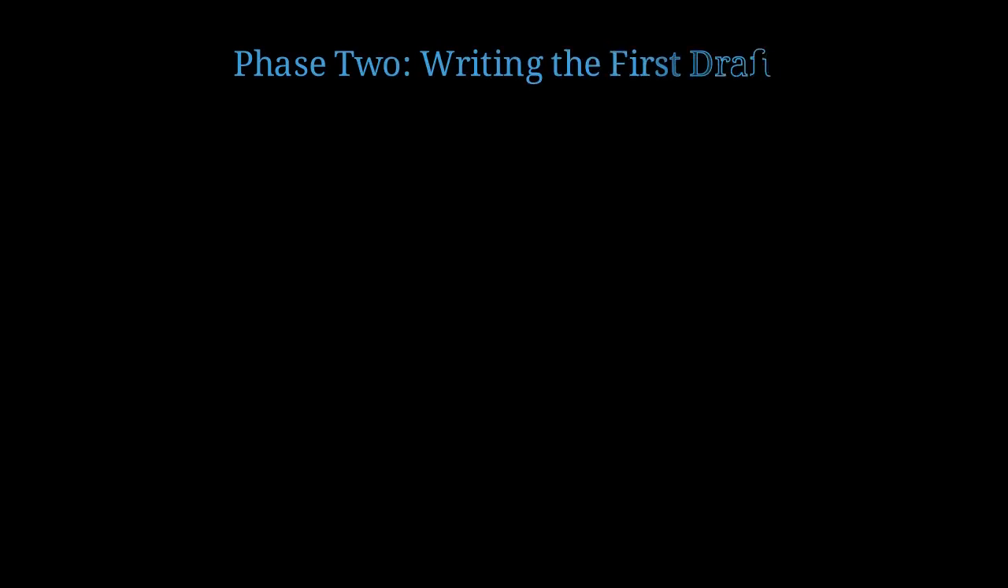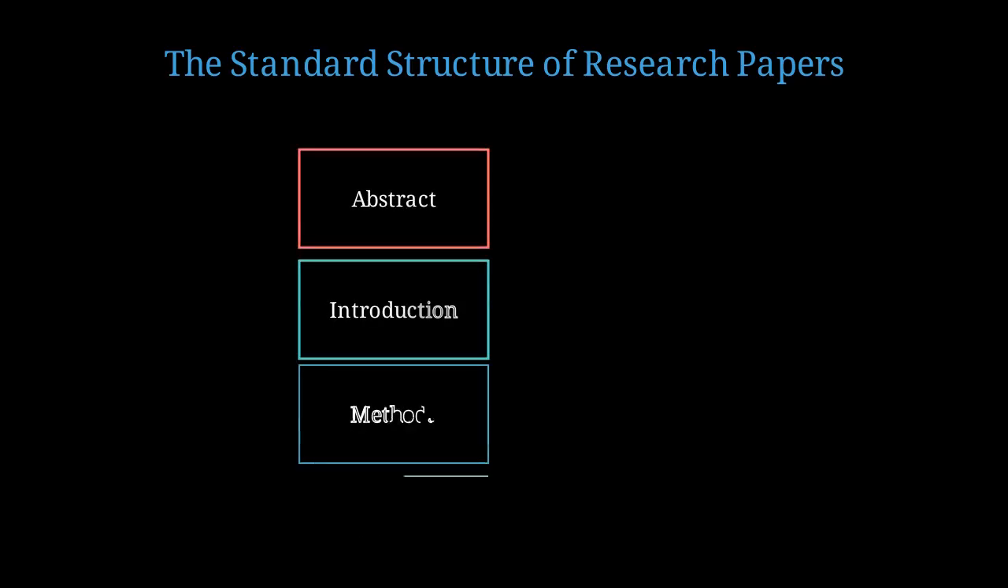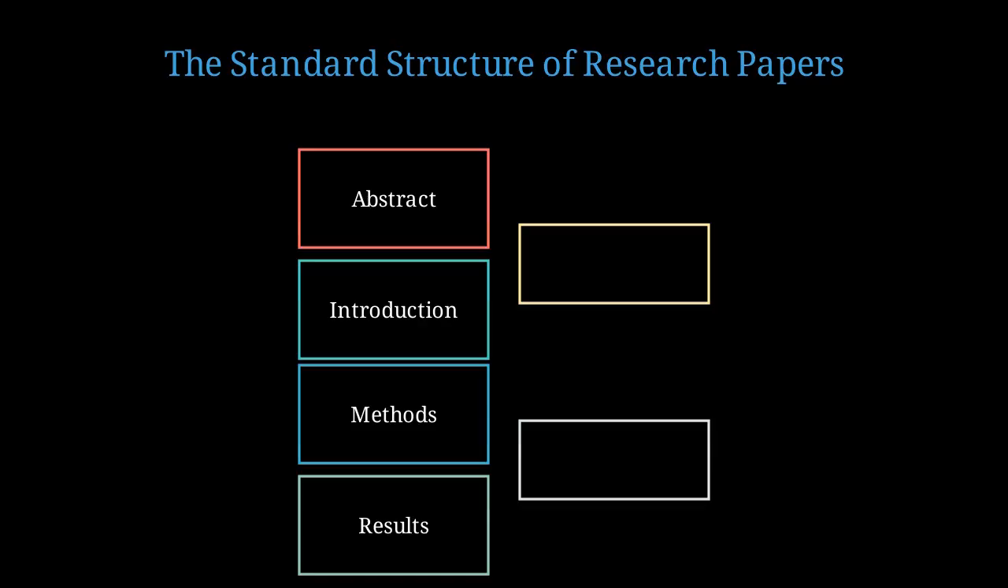Now we move to phase 2, writing your first draft. This is where many researchers struggle. Research papers follow a standard structure. This isn't arbitrary. It's evolved over centuries to communicate science effectively. The standard sections are abstract, introduction, methods, results, discussion, and conclusion. Each serves a specific purpose.